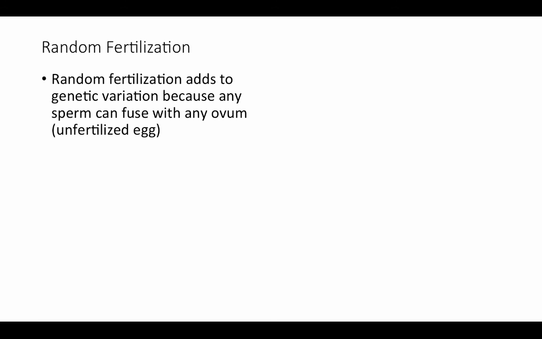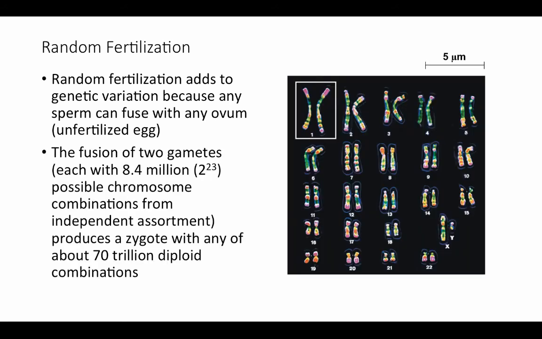And then finally, random fertilization adds to that genetic variability because any sperm can fuse with any ovum. So you've got a population of eggs in the mother, a population of sperm in the father, each with some 8 million possible different genetic combinations.